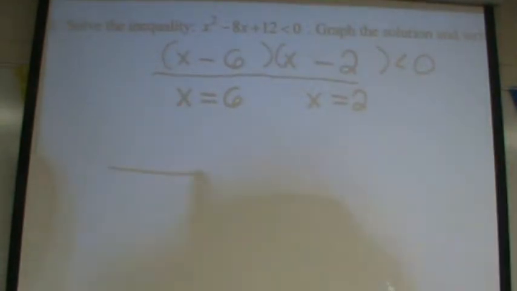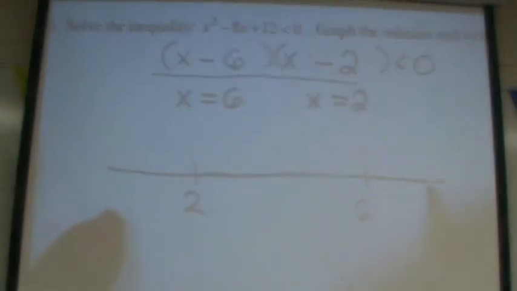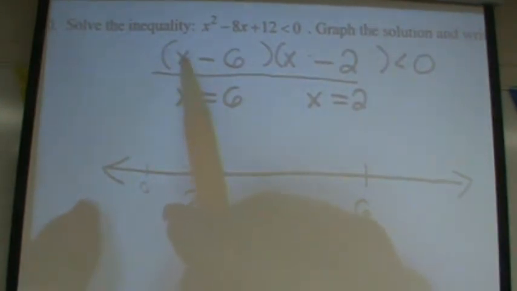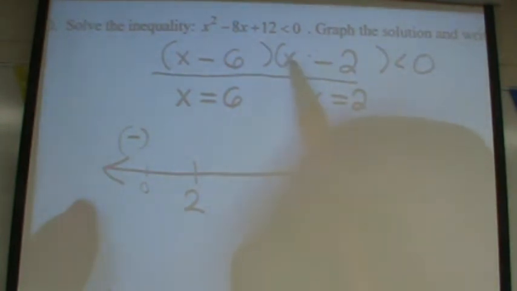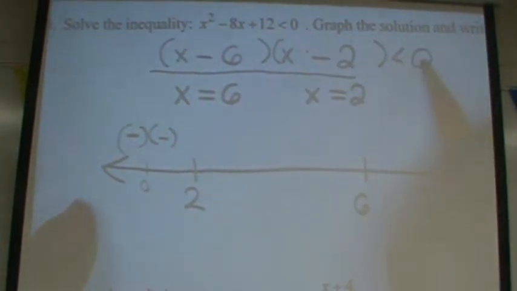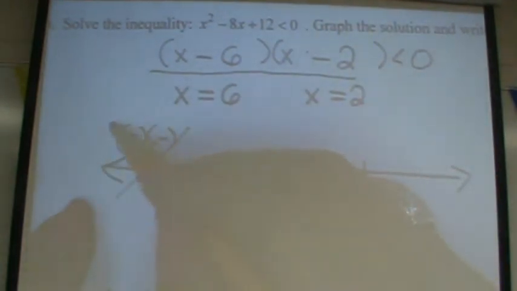So what I want you to do, you're going to draw a number line, and you're going to graph 2 and 6. You're going to pick a number to the left of 2, for example 0. If you put 0 here, 0 minus 6 is a negative number, and if you put 0 here, 0 minus 2 is a negative number. A negative times a negative is a positive, and a positive number is not less than 0. So this interval is not any good.